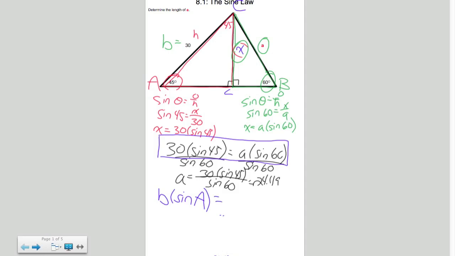a times the sine of, which one is 60? B. Okay? So we have an equation here. b times the sine of A is equal to a times the sine of B.